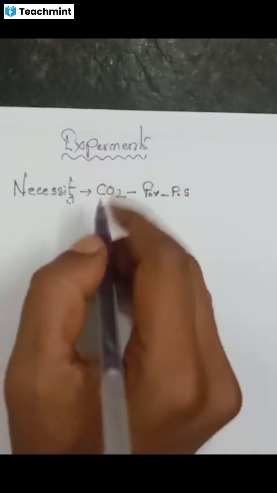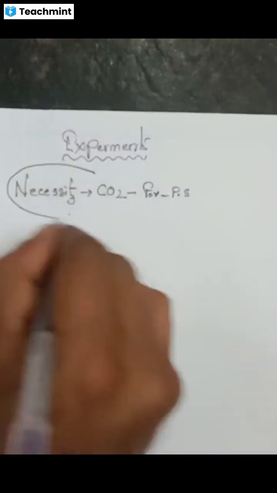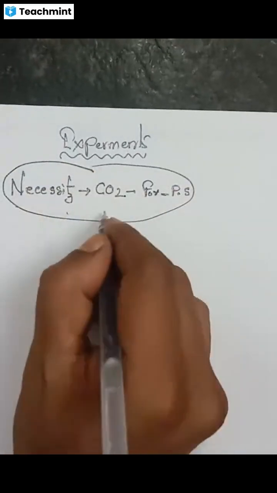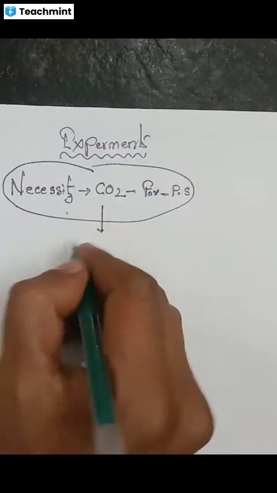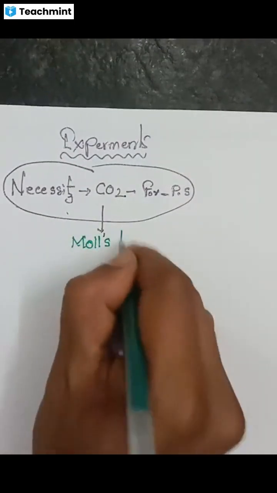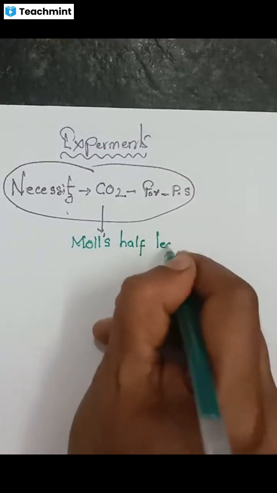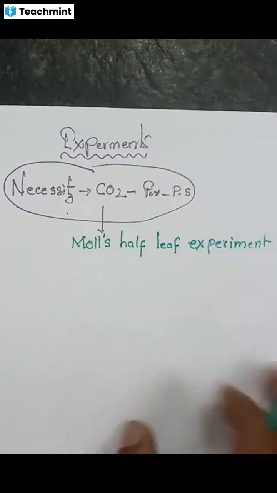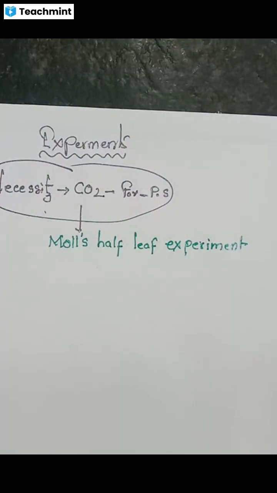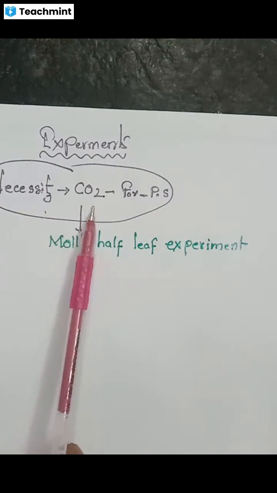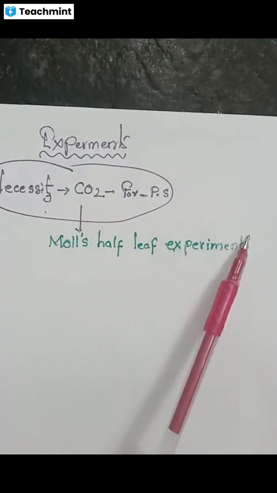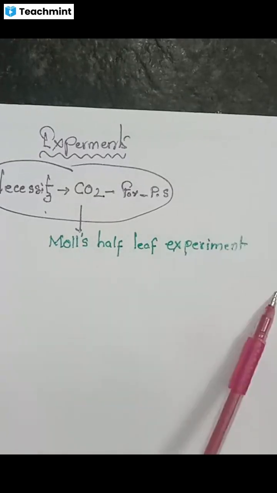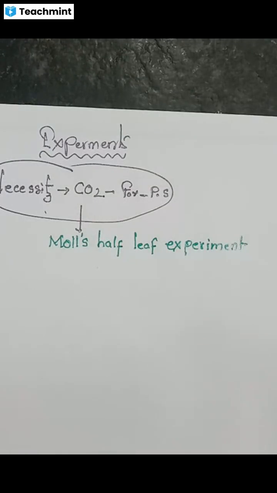The necessity of carbon dioxide for photosynthesis can be demonstrated by the moll's half leaf experiment. So clear.